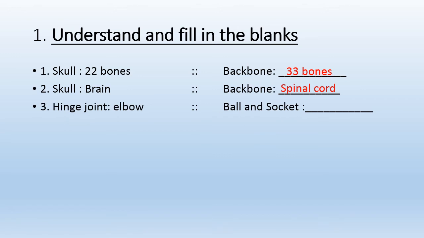Third is hinge joint is to elbow. What does it want to say? That elbow is a type of hinge joint. So same as that, we have to give an example of ball and socket joint. So shoulder is an example of ball and socket joint.